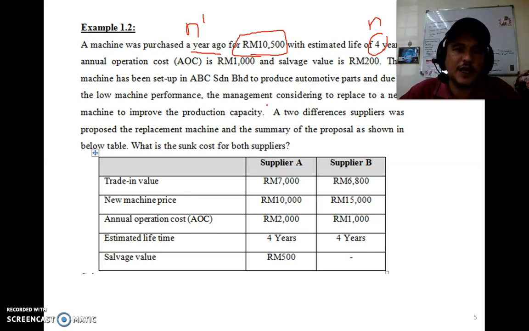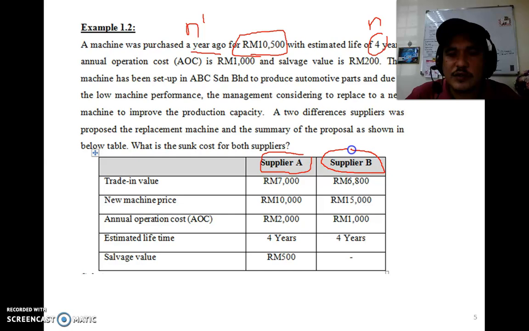So what is the difference between example 1 and example 1.1 and 1.2? Example 1 has one challenger or one supplier. In example 2, we have two different suppliers, supplier A and supplier B. That means two different suppliers offer us to change our machine.